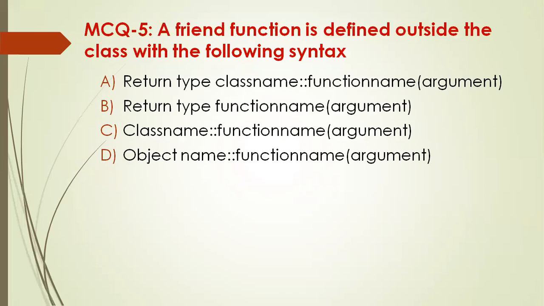A friend function is defined outside the class with the following syntax: return type, class name, function name, argument. That is the syntax for defining a member function outside the class. The correct syntax for defining a friend function outside the class is return type, function name, and argument. The correct answer is B.